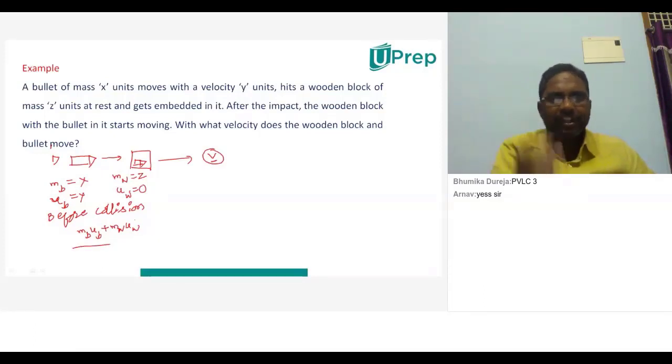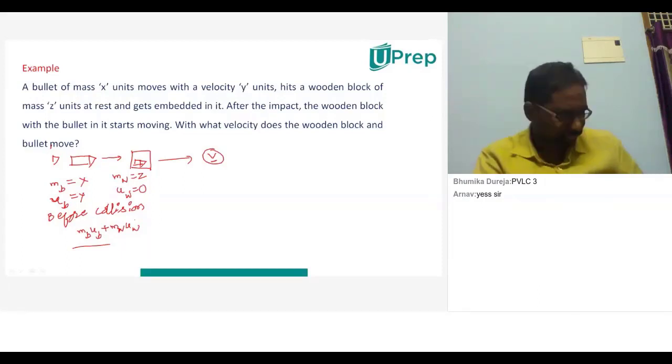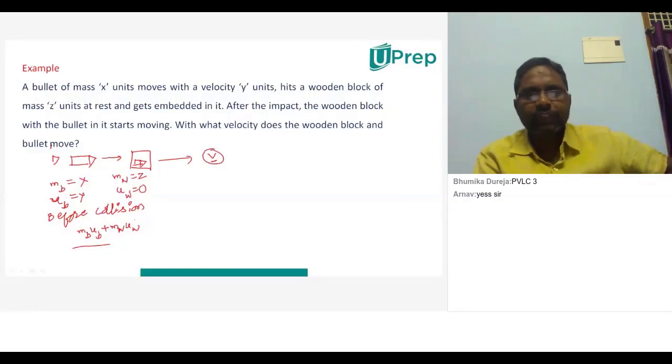MBUB means what generally? What I wrote there? MBUB. Sir, MB is the mass of the bullet and UB is the initial velocity of the bullet. Very good. MBUB means what?